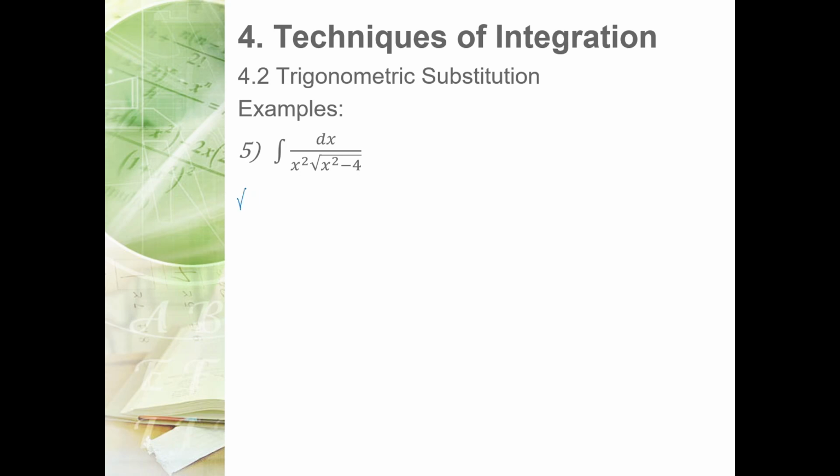Okay, looking at the format, that's u squared minus a squared. So the formula is u is equal to a secant theta. Next we're going to identify u, which is u squared, which is x squared. So the u value is x, and then a squared is 4, and then a is 2. So using the formula, we have x is equal to 2 secant theta.